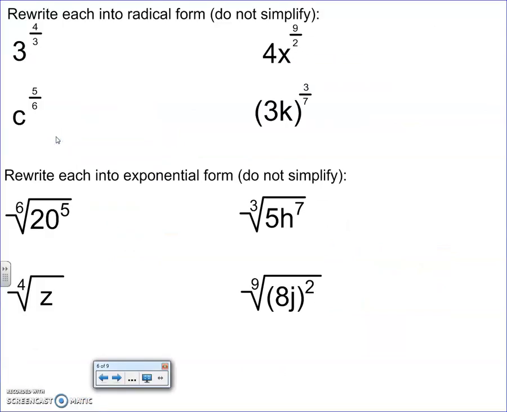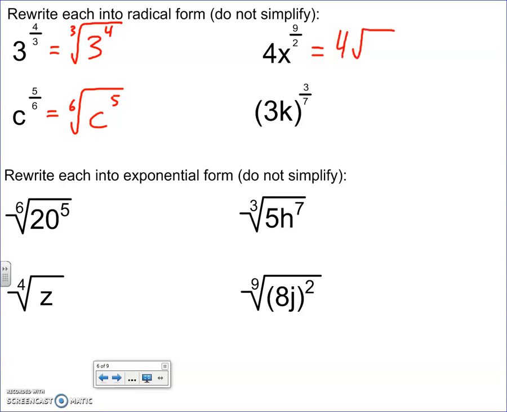Alright, so now rewrite each into radical form, but do not simplify. So right now it's exponential form. Change them to the root stuff. So let's see, 3 is the base, 4 stays with it, outside would be a 3. Here, c is the base, 5 stays with it, the outside would have 6 for index. Over here, be very careful. That 9 over 2 is for x only, not for 4. Otherwise, I'd have parentheses like this right here. Parentheses are very important. So that's like 4 times x to the 9 over 2. So this would be 4 times the radical. x, 9 stays with it, 2 on the outside. 4 times the square root of x to the 9th.